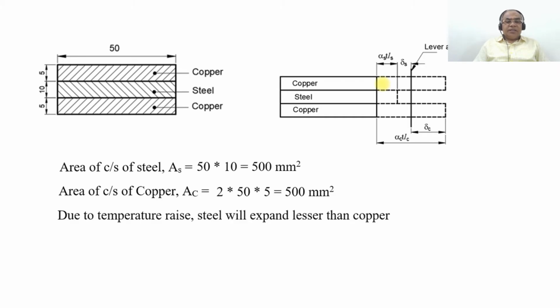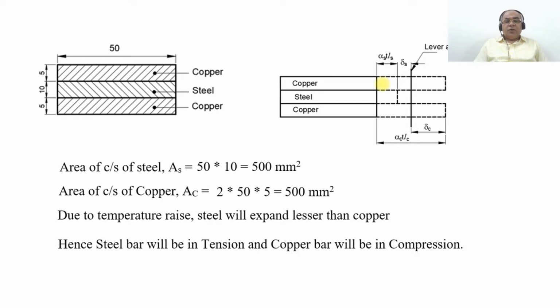So due to temperature rise, steel will expand less than copper. Hence the steel bar will be under tension. You can see here, the steel bar still has some more length which has to be expanded till it reaches the level after temperature rise. And the copper bar will be under compression because it is exceeding this level.